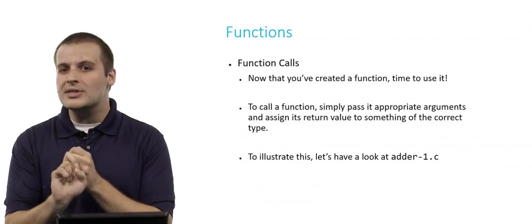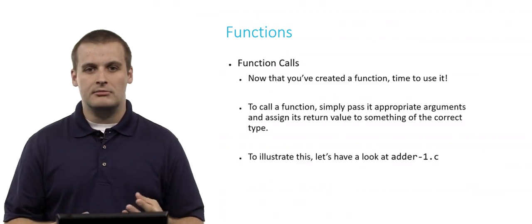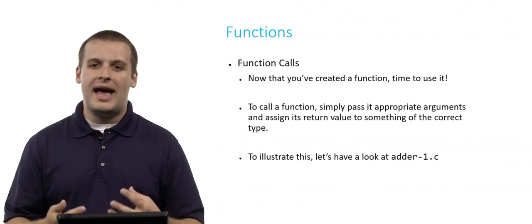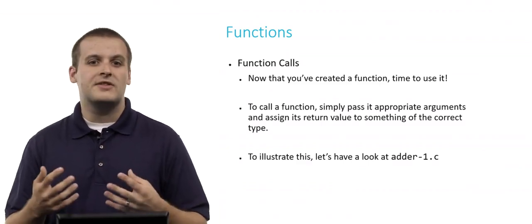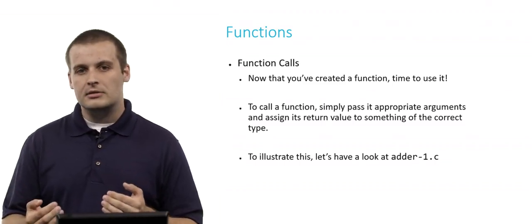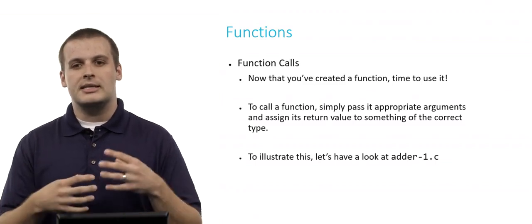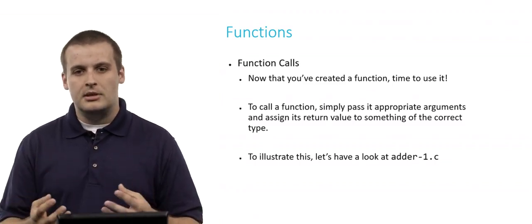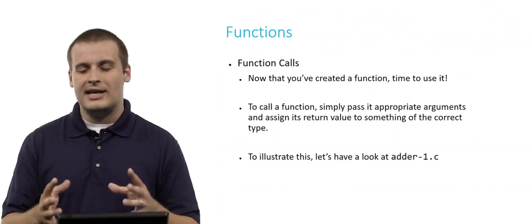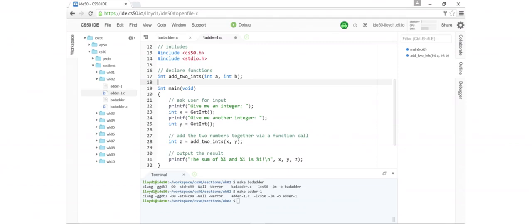Now let's start to use the functions that we've declared and we've defined. To call a function, it's actually pretty easy. All you need to do is pass it appropriate arguments of the data type that it expects, and then assign the return value of that function to something of the correct type. So let's have a look at this in practice in a file called adder1.c, which I have in my CS50 IDE. So here is adder1.c.